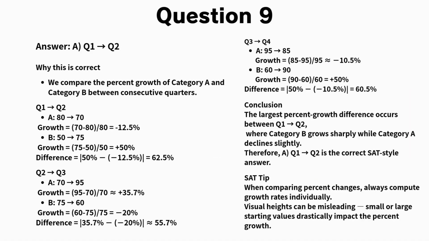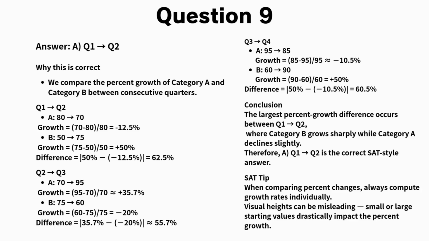The correct answer is A, Q1 to Q2. This is a complex question that requires us to calculate percent growth for both categories in each interval, then find the difference between those growth rates. Let's start with Q1 to Q2. Category A goes from 80 to 70. The percent growth is 70 minus 80, divided by 80, times 100. That's negative 10 divided by 80, which equals negative 12.5%.